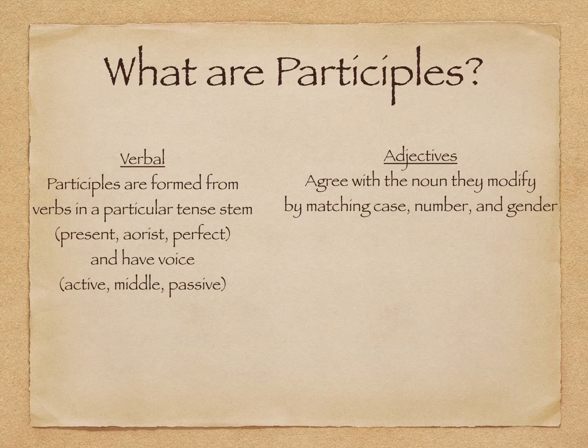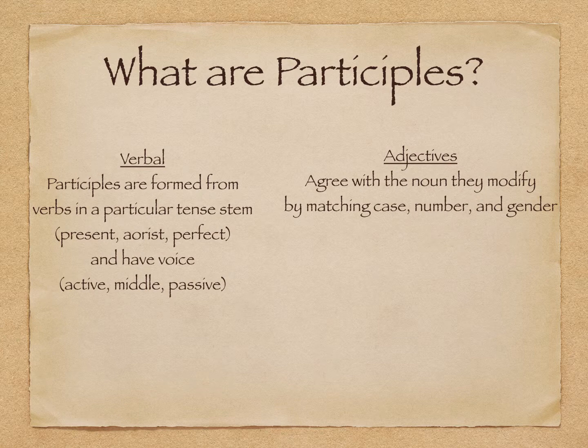What are participles? They're verbal adjectives. So they are built on a verb, and they end with noun adjectival endings. They're formed with a particular tense stem, present, aorist, or perfect, that we'll be looking at here in Mounce, and they have voice, active, middle, and passive. They have an adjectival function, and they modify nouns. So they agree in case, number, and gender with the noun they modify.